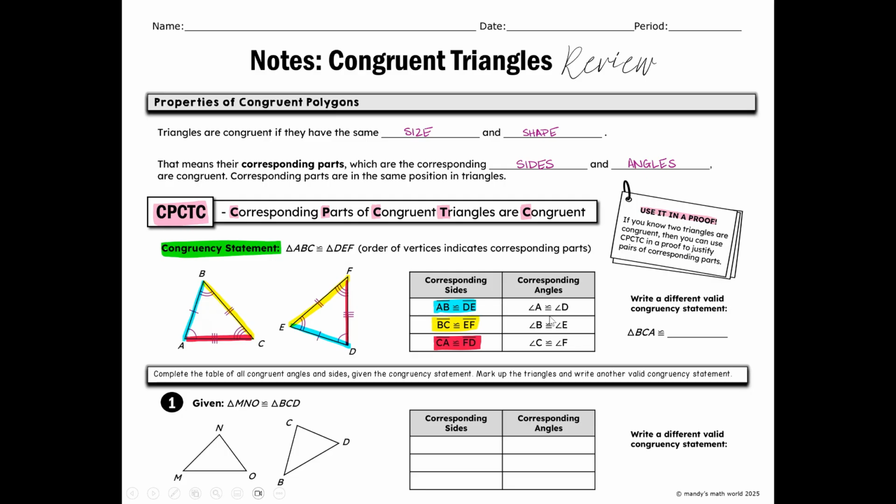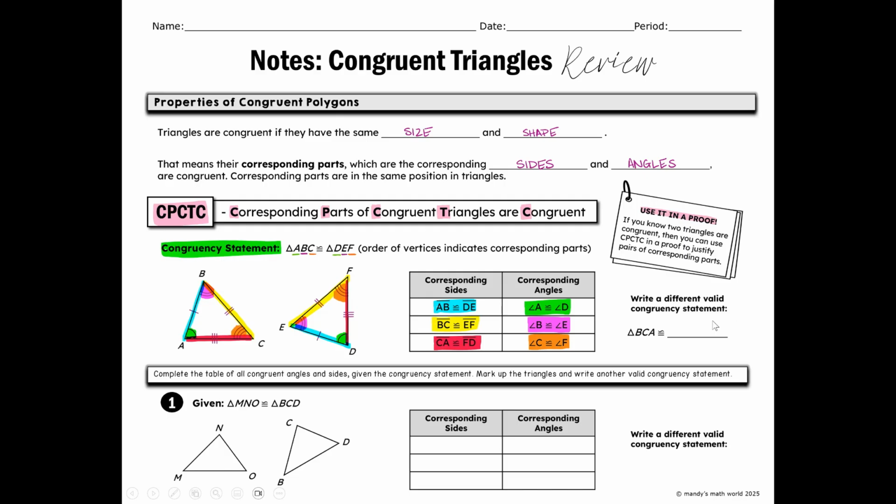Now let's look at the corresponding angles. I have angle A is congruent to angle D, first position in both halves. Angle A is congruent to angle D. Angle B is congruent to angle E. Notice that B and E are in the same position in each half of the statement. And angle C is congruent to angle F. C is in the third position, F is in the third position.